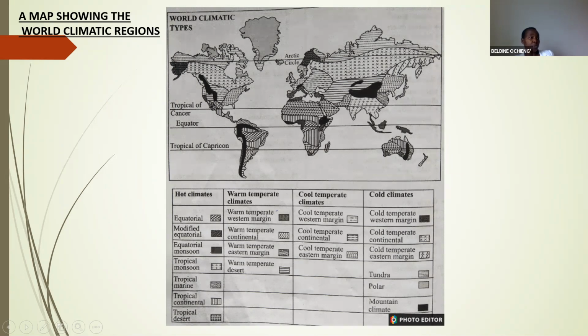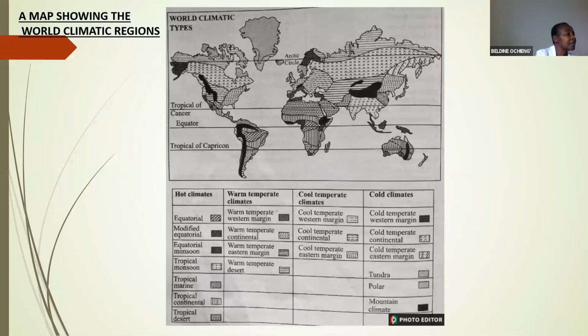Nobody will ask you to draw and label these climatic regions, but obviously many of our questions will ask you to locate. You'll be given an area marked and you are asked to label or to name the area marked Q, Y, Z, all those. Now we are seeing the world map in front of us. All the continents are here. And we have the climatic regions.